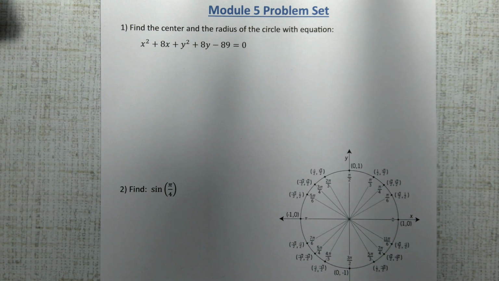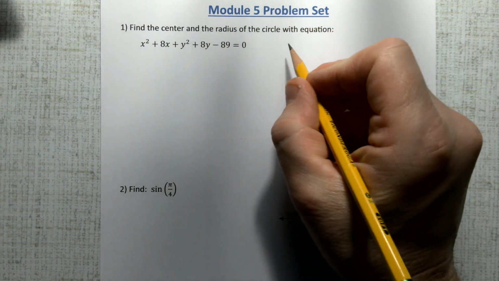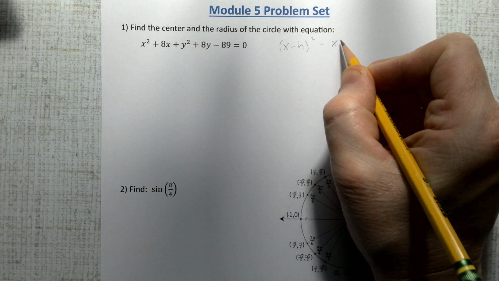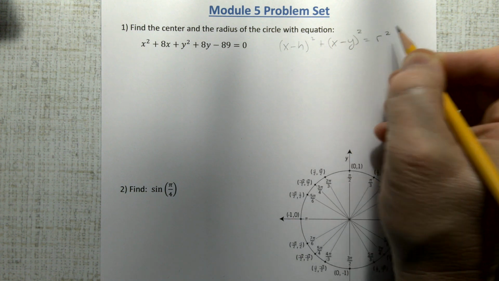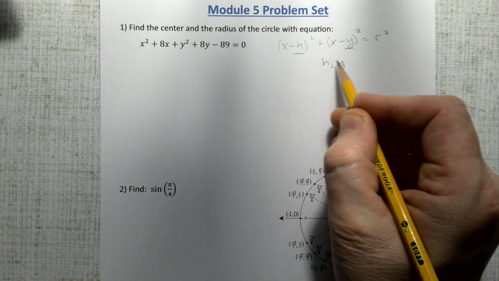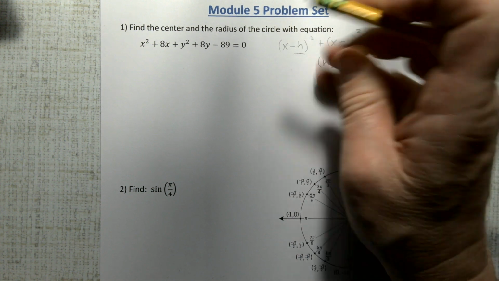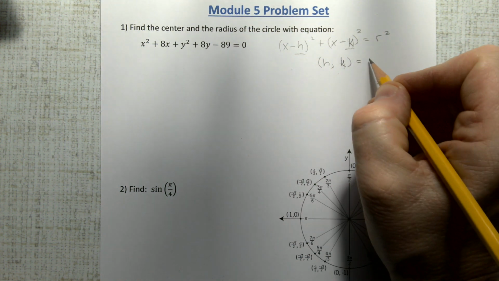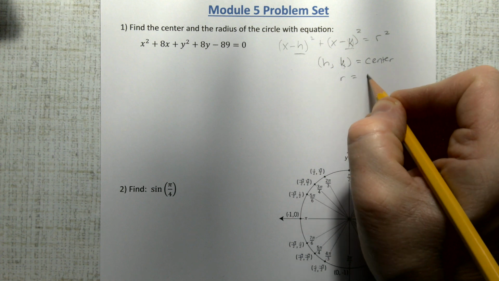First one, it says, find the center and radius of a circle with this following equation. Well, if you take this equation and put it into the standard form of a circle, like this, then you know the center is the letters H and K. Here's the letter K instead of Y. And we have the center here, and we have the radius r.